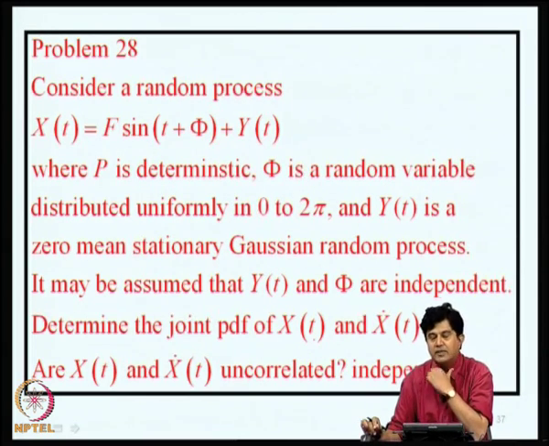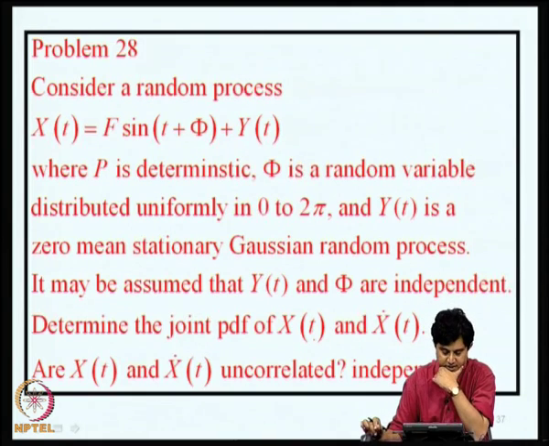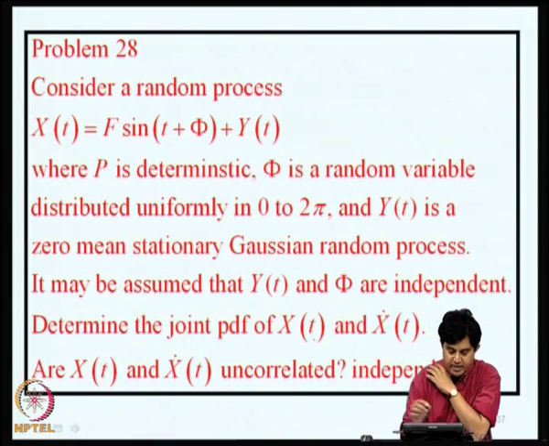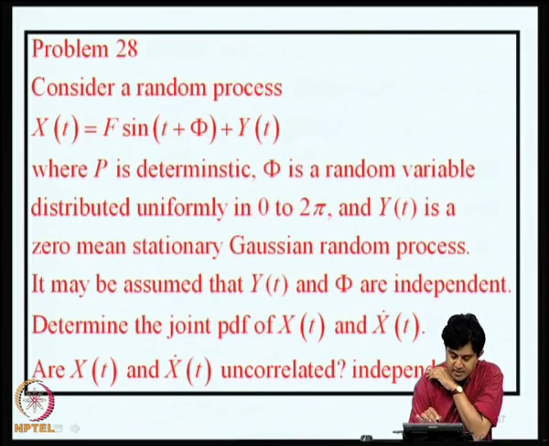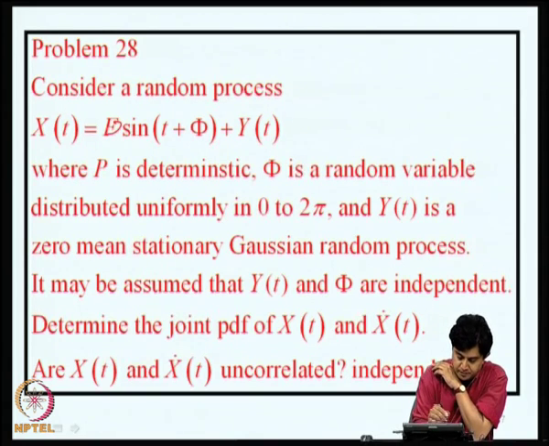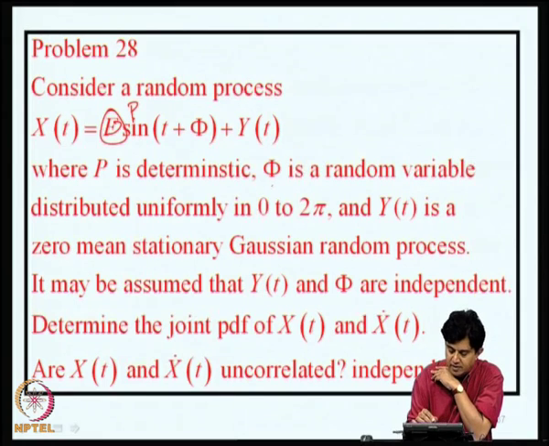In this example, we consider a non-Gaussian random process. Here we are considering x of t to be A sin(t plus phi) plus y of t. A is deterministic, capital phi is a random variable distributed uniformly in 0 to 2 pi, and y of t is a 0 mean stationary Gaussian random process. We can also assume that y of t and phi are independent.